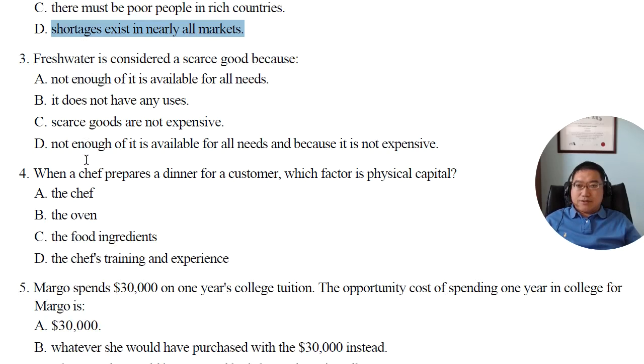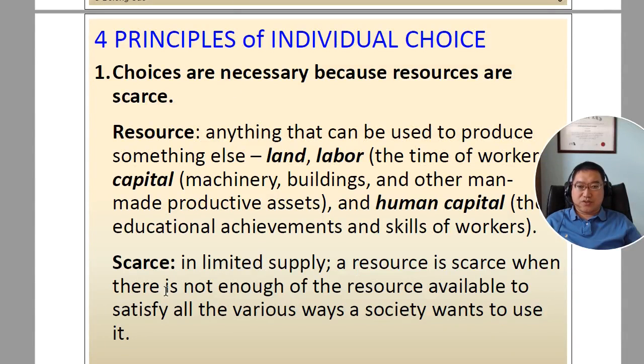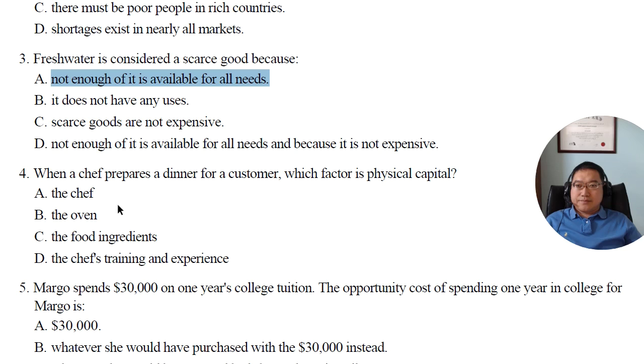All right, question number 3. Fresh water is considered a scarce good because, why is fresh water scarce? A. Not enough of it is available for all needs. A is by and large the definition of scarcity. Again, resources are scarce when there's not enough of the resource available to satisfy all the various ways a society wants to use it. So that's by and large the definition. We are okay with it, or we should be okay with it.